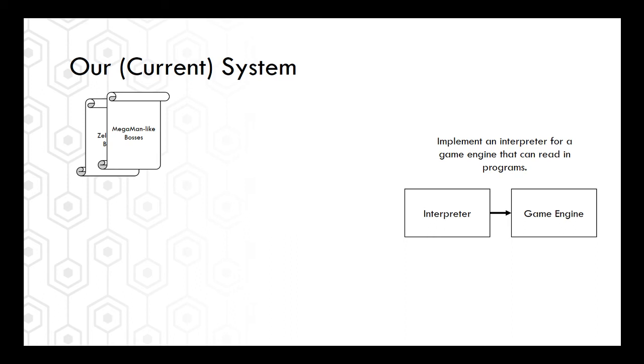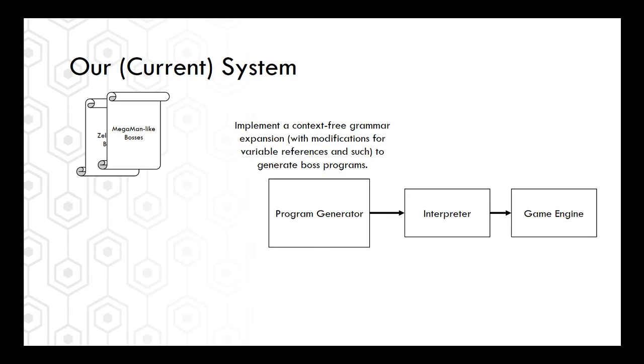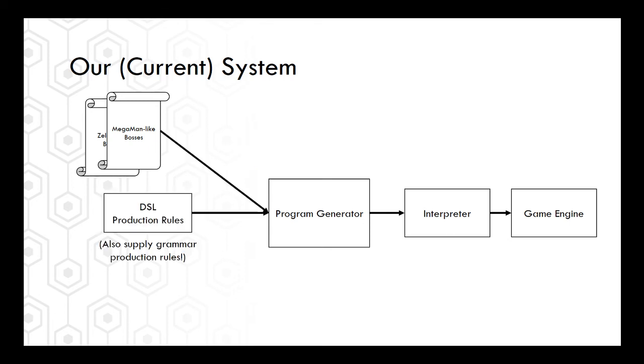But now we actually want to do some generation, so we need a generator. In our case, we've implemented a context-free grammar expansion with a lot of modifications to handle those annoying variable references and state references that I mentioned before to generate boss programs. The input into this is our domain-specific language, but also the production rules associated with how one might expand the language into a valid program. So what rules can we use to construct programs out of, given the types and the functions defined in our DSL?